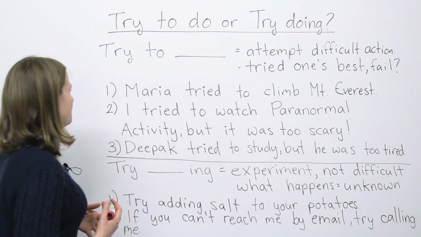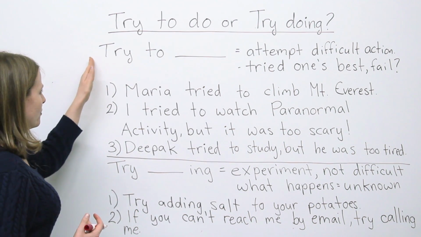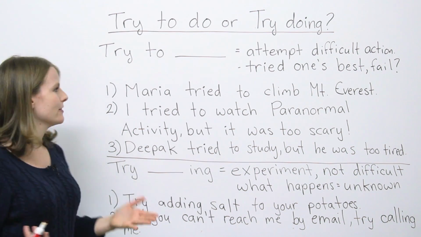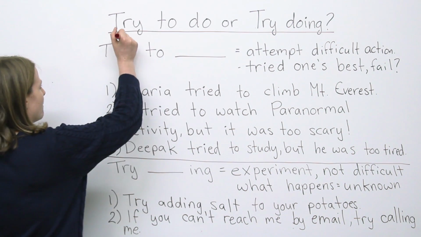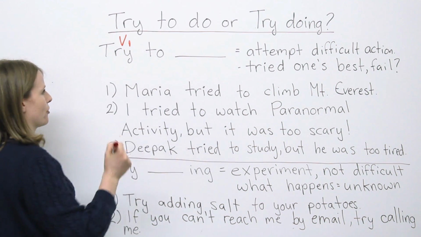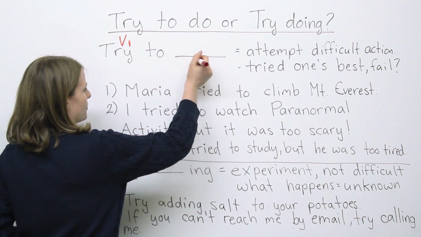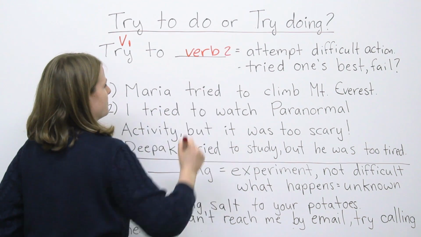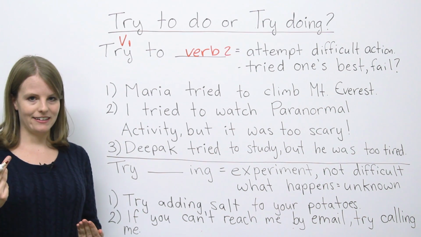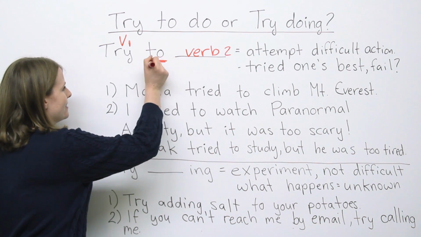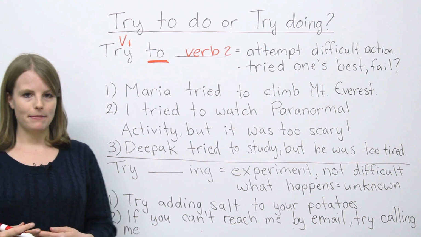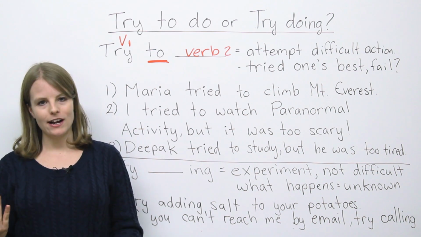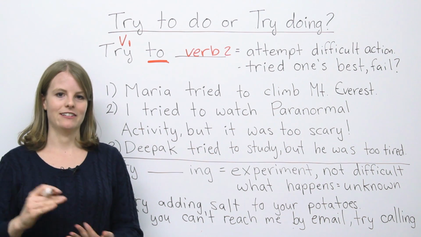So let's get started. Okay, so first let's look at what's known as the infinitive. What do I mean by infinitive? Well, I'm talking about when we have two verbs. So we have verb 1, which is try, and we have a second verb, verb 2. Okay, so two verbs in the sentence, and they're connected with the preposition to. Okay, so for example, I tried to eat healthy.